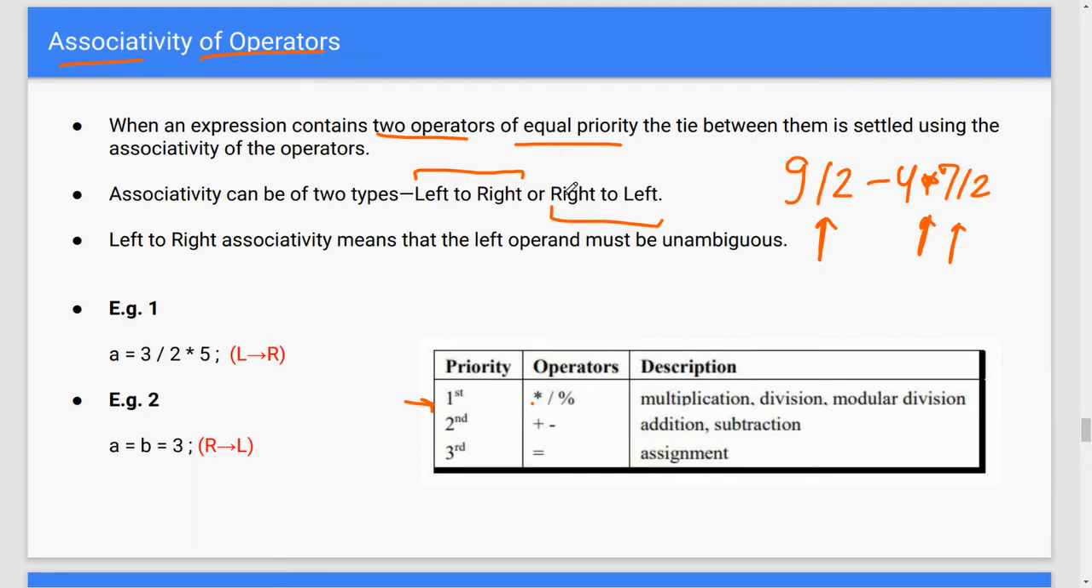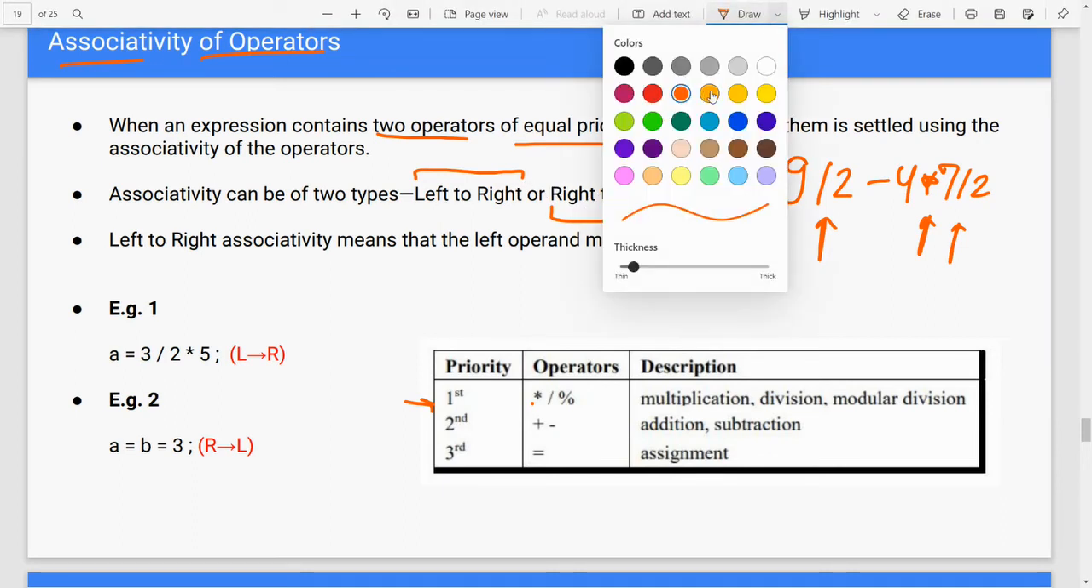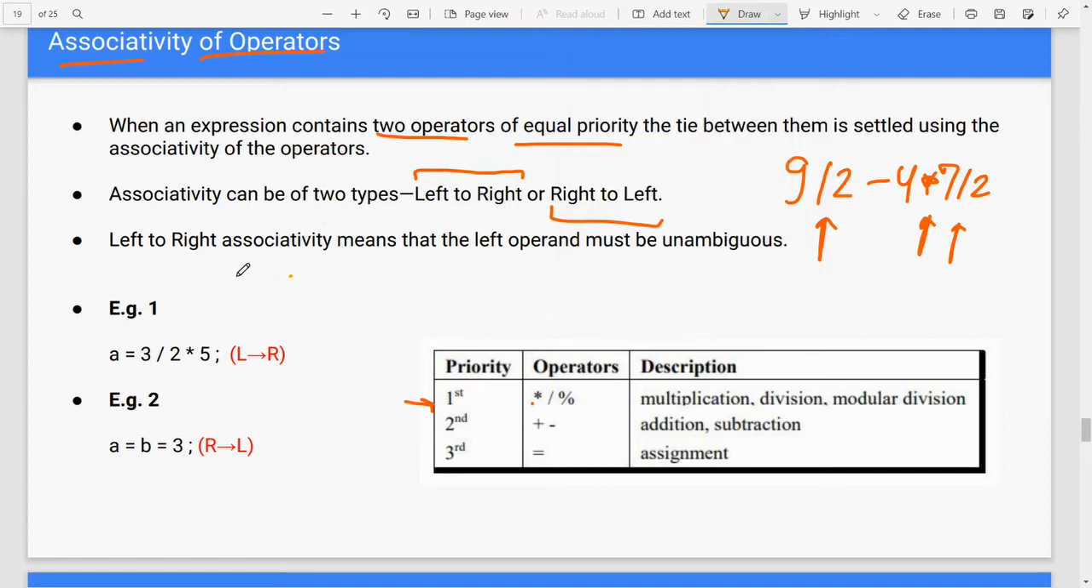What is left to right? What is right to left? Left to right associativity means just proceed this way, and whatever comes first gets executed first. For the sake of simplicity, let's see this small example. We know that division and multiplication are in the same priority list, and their associativity is left to right. This is a rule, I am not making it up, you have to remember it. Whenever you are faced with multiplication, division, or modulo signs, you have to move left to right.